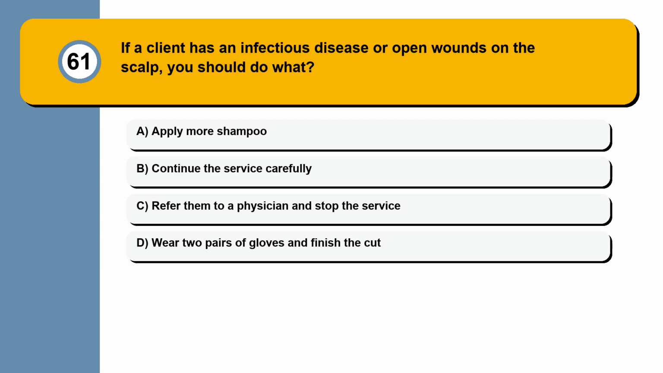Question 61. If a client has an infectious disease or open wounds on the scalp, you should do what? Apply more shampoo. Continue the service carefully. Refer them to a physician and stop the service. Wear 2 pairs of gloves and finish the cut.